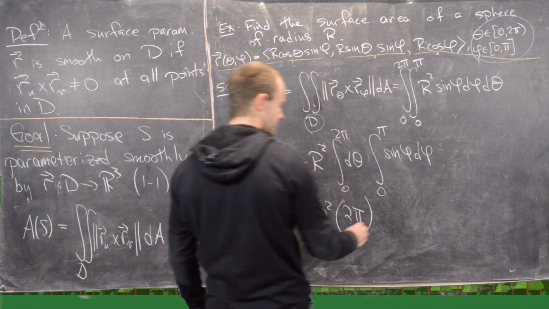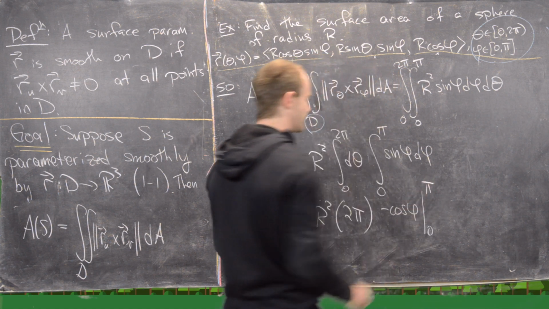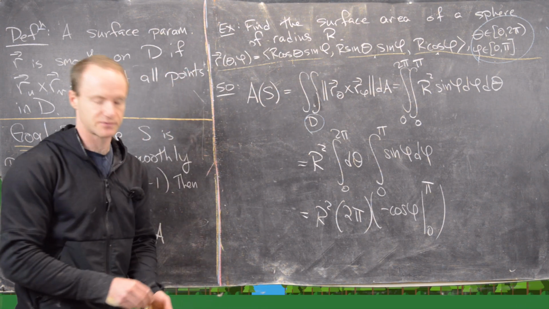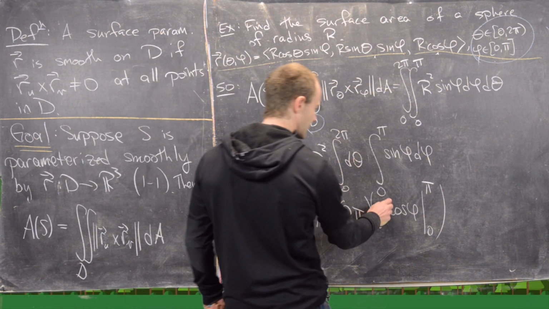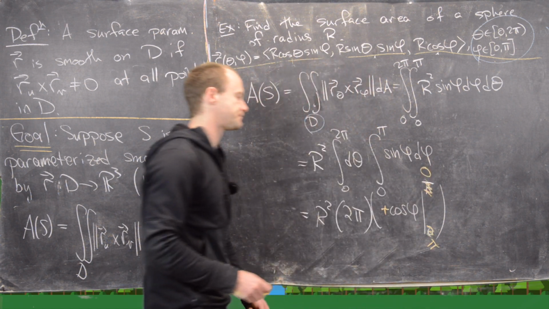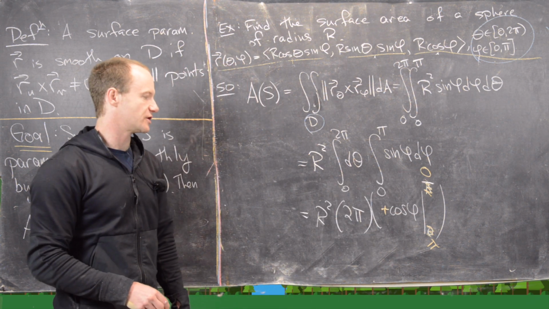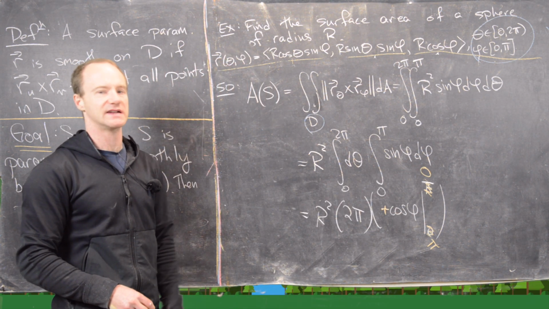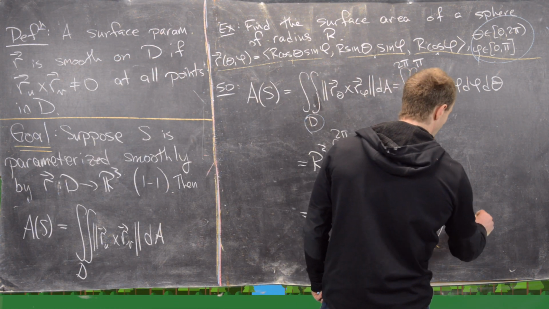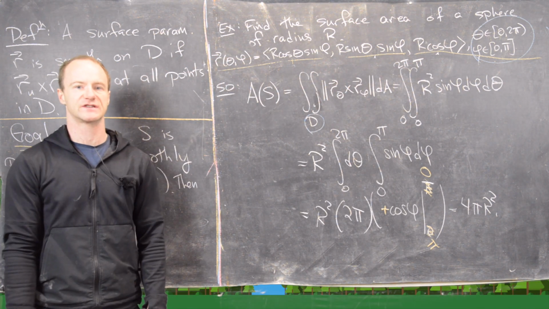Then the antiderivative of sine is negative cosine phi. We're evaluating that from 0 to pi. I'm going to put these in parentheses so it looks like multiplication and not subtraction. Now what I'm going to do is take this minus sign, change it into a plus by changing the bounds of evaluation. And then we have cosine of 0, which is 1, minus cosine of pi, which is negative 1. So we have 1 minus negative 1, which is obviously 2, multiplied by that 2 gives us 4 pi capital R squared, which is a well-known formula for the surface area.